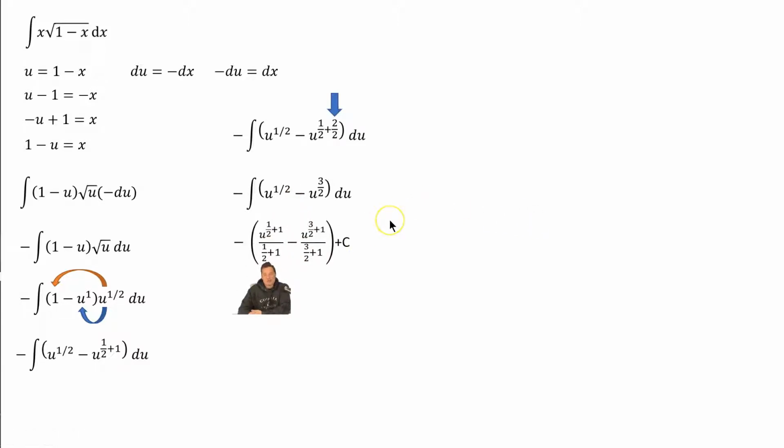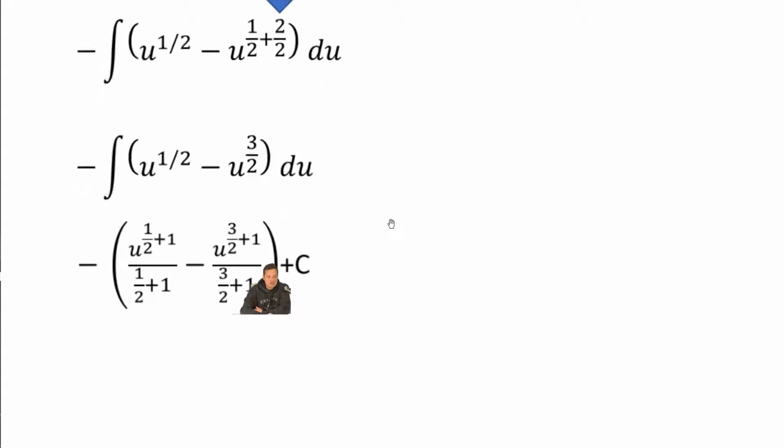And I need to talk about this because there's a lot happening here, as you can see. So the first part is up here. It says u to the 1/2 plus 1. So I'm taking the 1/2 from above and adding 1 to it. That's what the power rule states. I'm taking the 3/2 up there and adding 1 to it. And the bottom, according to the power rule, you have to take whatever this exponent is up here, so 1/2, and you have to add 1 to it also.